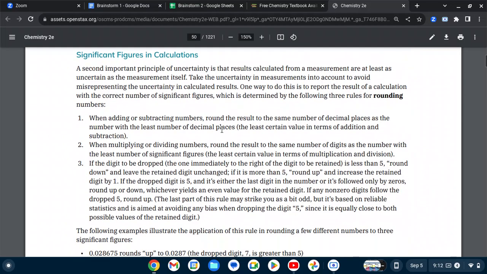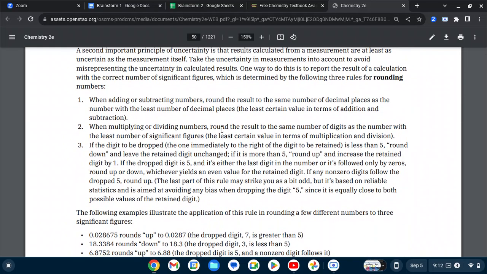Significant figures and calculations. A second important principle of uncertainty is that results calculated from a measurement are at least as uncertain as the measurement itself. Take the uncertainty in measurements into account to avoid misrepresenting the uncertainty in calculated results. One way to do this is to report the result of a calculation with the correct number of significant figures, which is determined by the following 3 rules for rounding numbers.